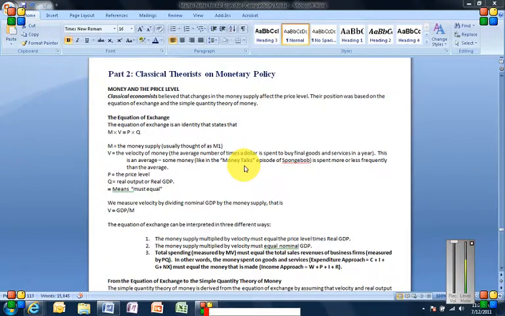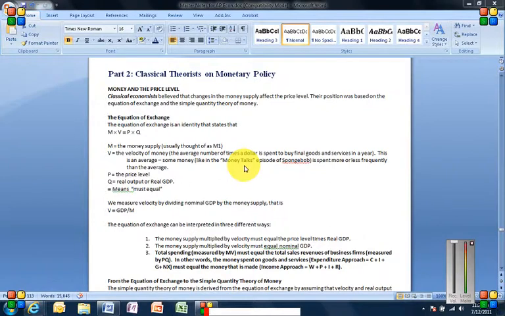So, of course, when we're talking about velocity, we're talking about a rough average, but some money travels faster or more frequently than other money. P is the price level, and Q is the real output or GDP in this economy.